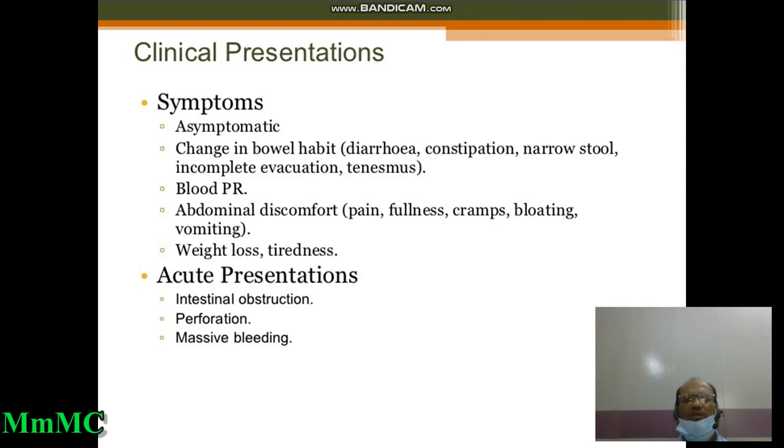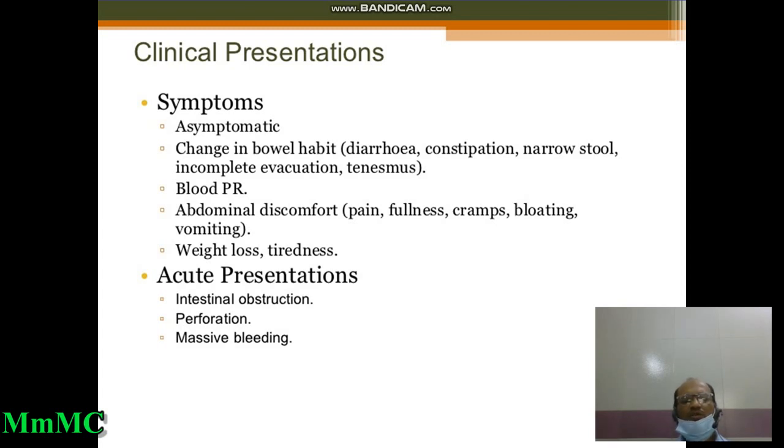Next one, change in bowel habit. Change in bowel habit এর মধ্যে diarrhea, constipation, narrow stool, incomplete evacuation, tenesmus. Tenesmus is the ominous sign of carcinoma rectum. What is tenesmus? Tenesmus হলো I feel I have to go but nothing happens, or painful distressing straining without resultant evacuation.